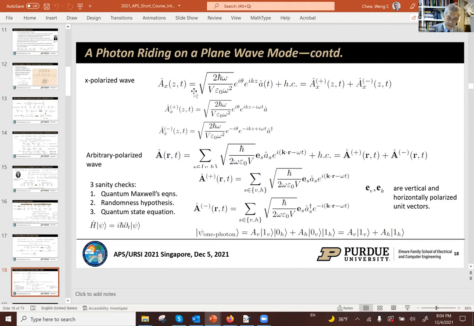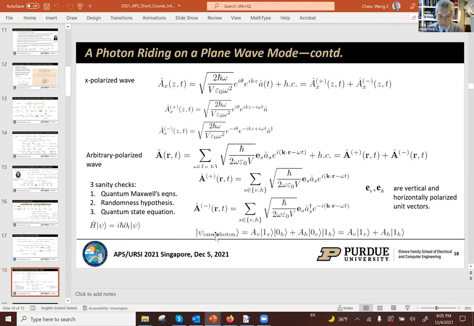I guess here are the three things. If you plug this equation back into quantum Maxwell's equations that we have derived, does it satisfy that equation? Does it have the randomness hypothesis? Is the randomness of the field built in here? It will build in there if I let this operator operate on a quantum state. I will explain this quantum state later on. And you can also show that this field operator constructed in this manner would satisfy the quantum state equation because you can actually derive the Hamiltonian from this field operator quite easily, but I don't have time to derive them, so I just motivate them.